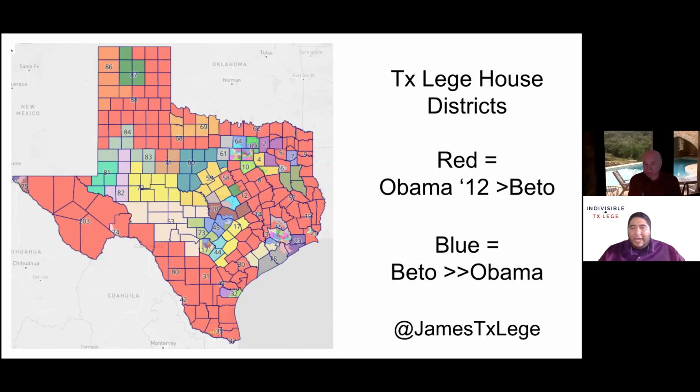But just to highlight the point you made, the areas where Beto did better than Obama are hugely populated areas. And not only that, the percentage he did better, I think you said, was over 20%. And so it is a huge increase, what Beto did in those highly populated areas compared to what Obama did in 2012.